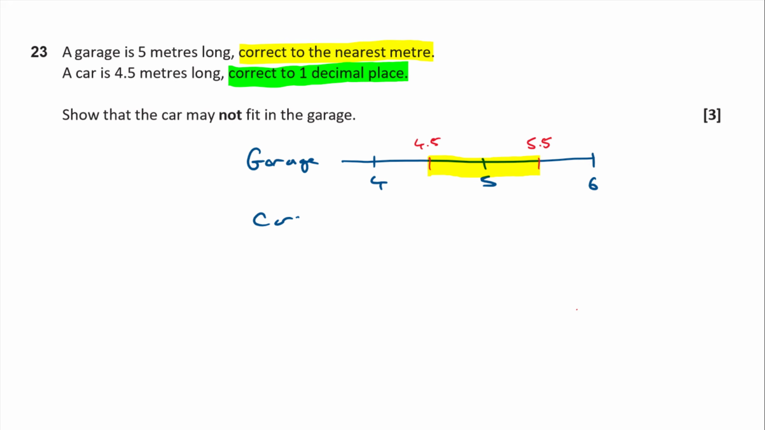Now the car, we're told, is 4.5 meters long, correct to 1 decimal place. So again, I draw a number line and mark on 4.5. One decimal place above that would be 4.6 and one below it would be 4.4. The range of possible values for the car is halfway between those or closer to 4.5. Halfway between 4.4 and 4.5 is 4.45, and halfway between 4.5 and 4.6 is 4.55. So the car could be anywhere in that range.